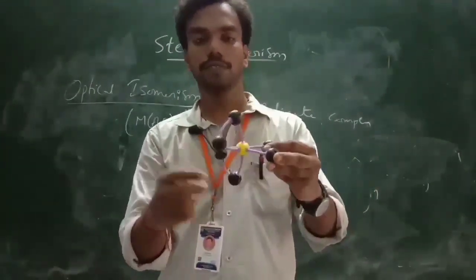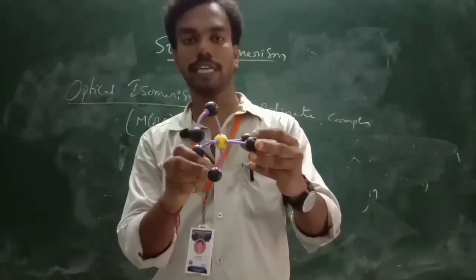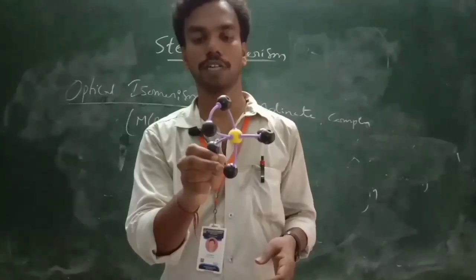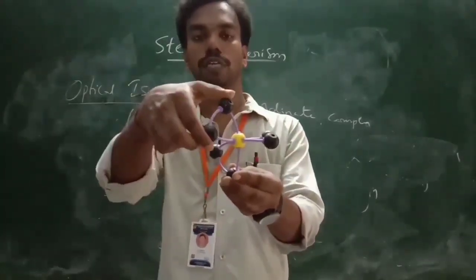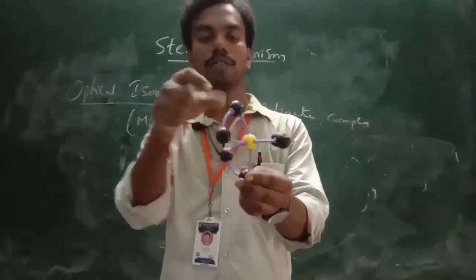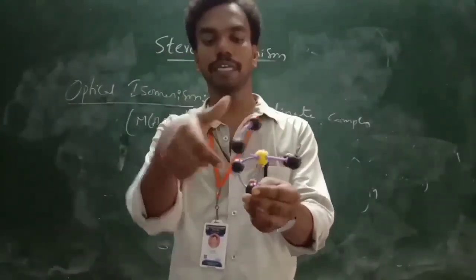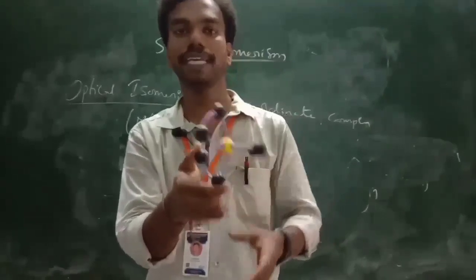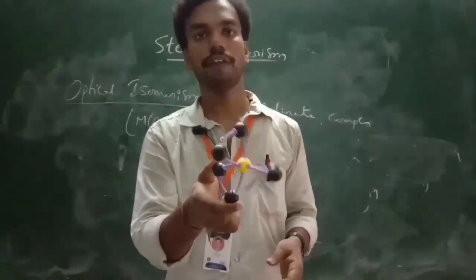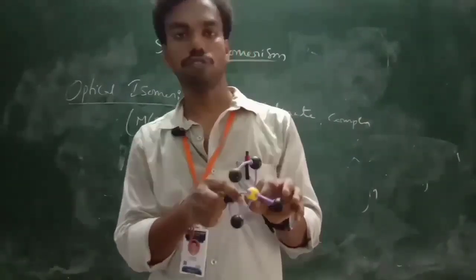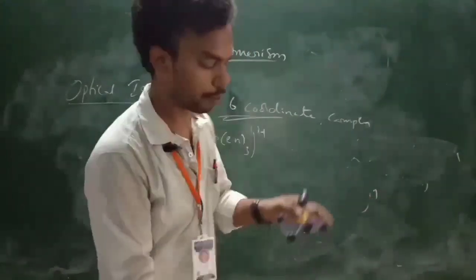Now let's check for optical isomerism. So does this complex have any planar symmetry or not? Just observe this complex. Here all three ethylene diamine rings are in different planes. So this is the xy plane, this is the yz plane, this is the zx plane. That's why it does not have any plane of symmetry. And the mirror image of this complex is non-superimposable. So this complex is optically active.